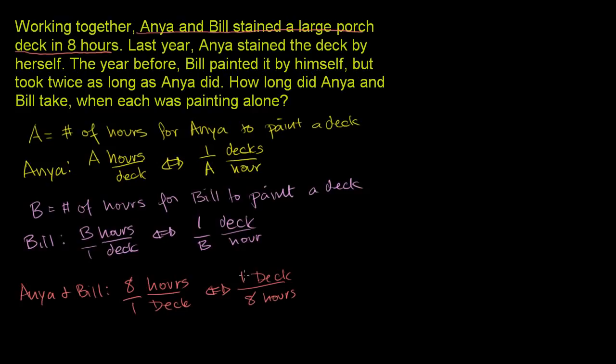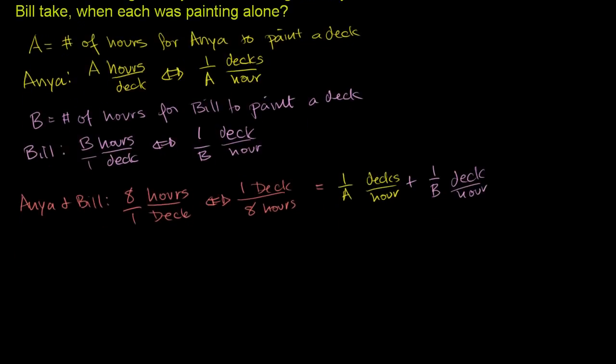And this is going to be the combination of each of their rates. So this 1 deck per 8 hours is going to be equal to Anya's rate, 1 over A decks per hour, plus Bill's rate, 1 over B decks per hour. So we have one equation set up. Let me scroll down a little bit. And I won't write the units anymore. We have 1/8 is equal to 1 over A plus 1 over B.